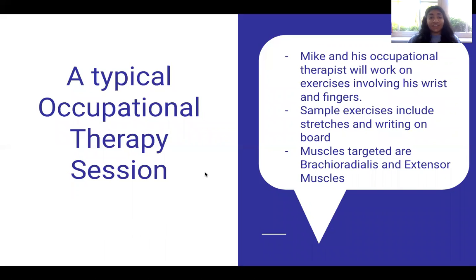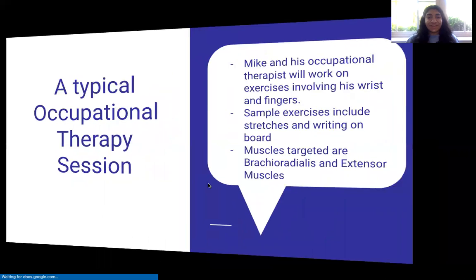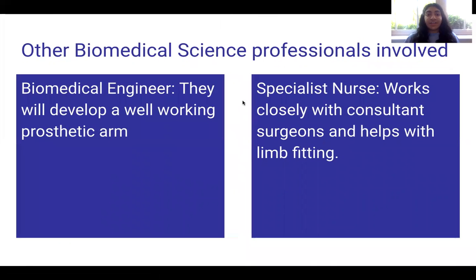A typical occupational therapy session: Mike and his occupational therapist will work on exercises involving his fingers and his wrists. Sample exercises include stretching and writing on a board. Muscles targeted in this exercise are the brachioradialis and extensor muscles.